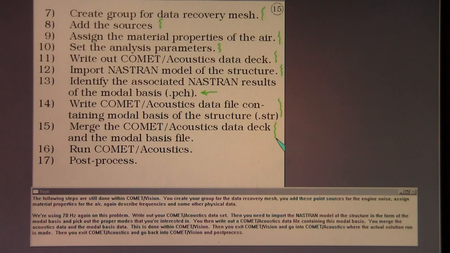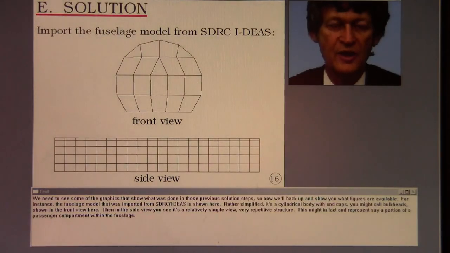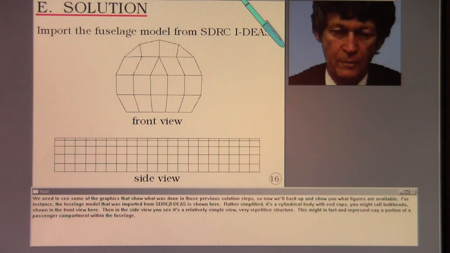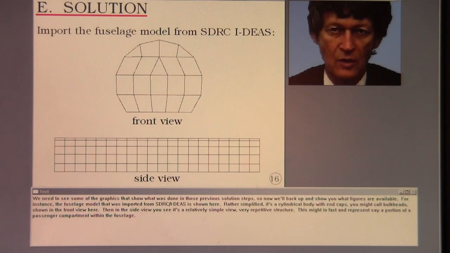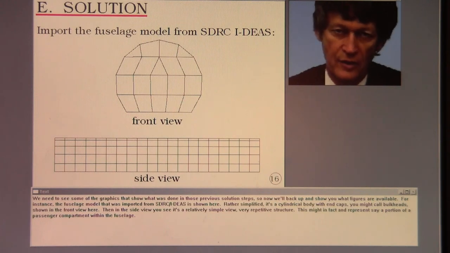Then you exit Comet Vision and go into Comet Acoustics, where the actual solution run is made. Then you exit Comet Acoustics and go back into Comet Vision and post-process. We need to see some of the graphics that show what was done in those previous solution steps. So now we'll back up and show you what figures are available.